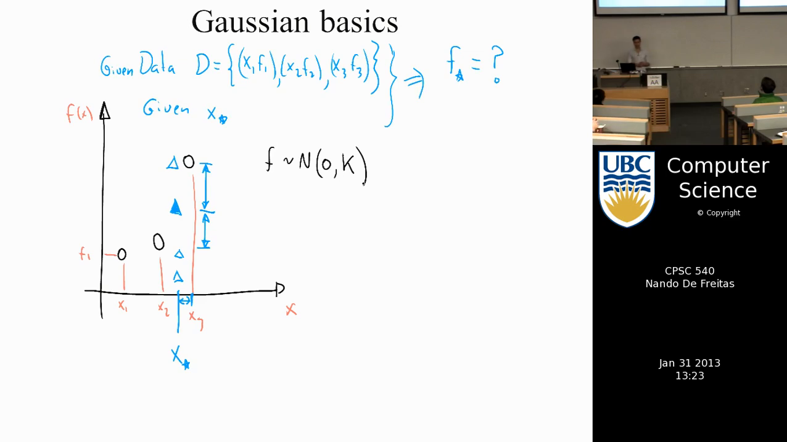I will also assume that f star comes from a Gaussian distribution which is also zero mean. That's going to be my assumption. My assumption is I would expect the test data to come from the same distribution as the training data. It will have mean zero, and it will have a covariance which we're going to call k of x star, x star. Well, actually the star should be at the bottom, but that doesn't matter.